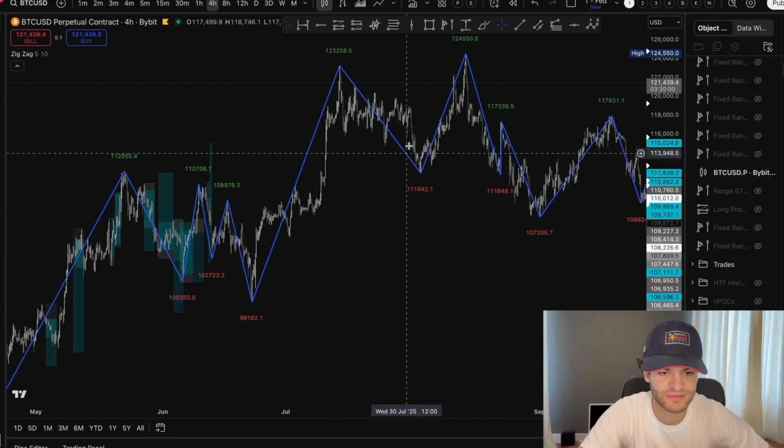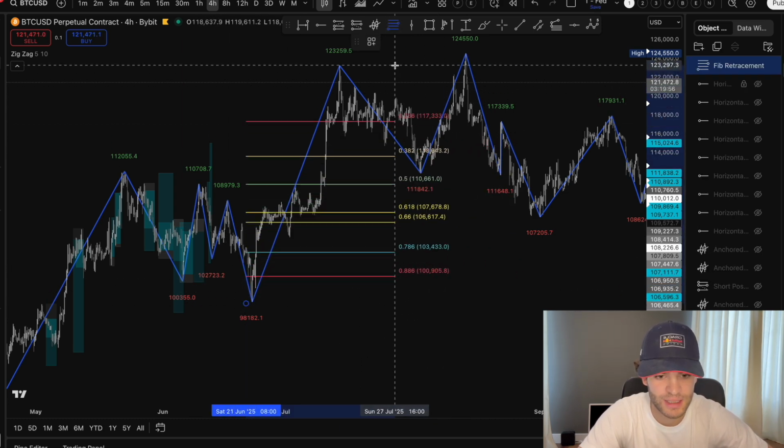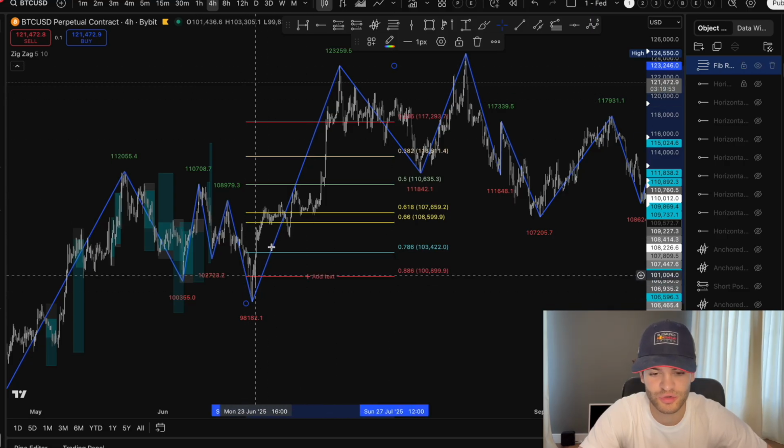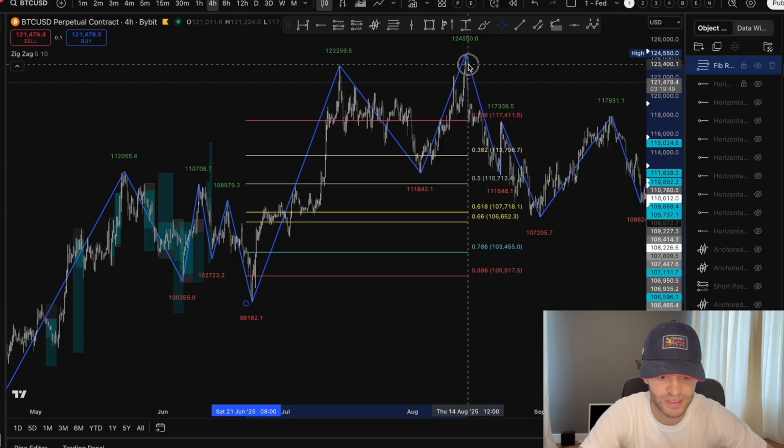So if you can't identify this, and this will be quite important for when we cover Fibonacci levels, it will help you understand from where you can trace these Fibonacci levels to then look at the retracements.